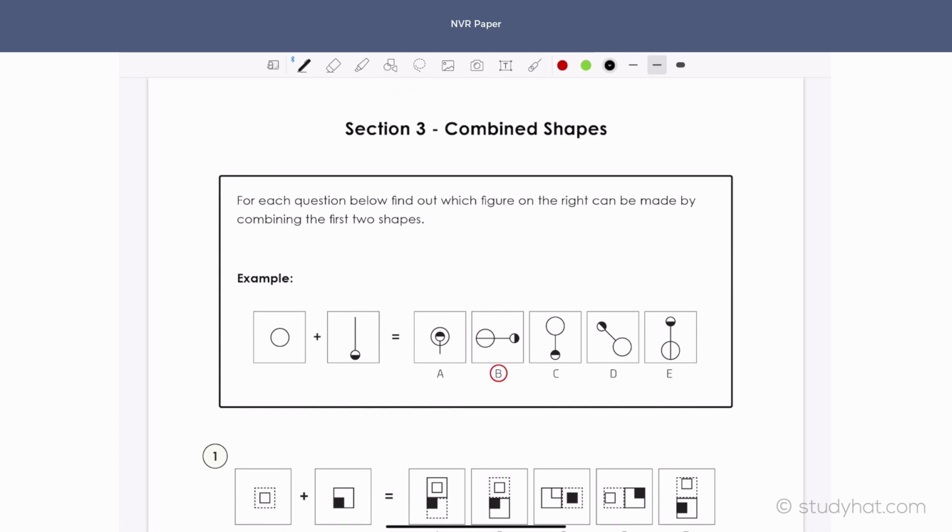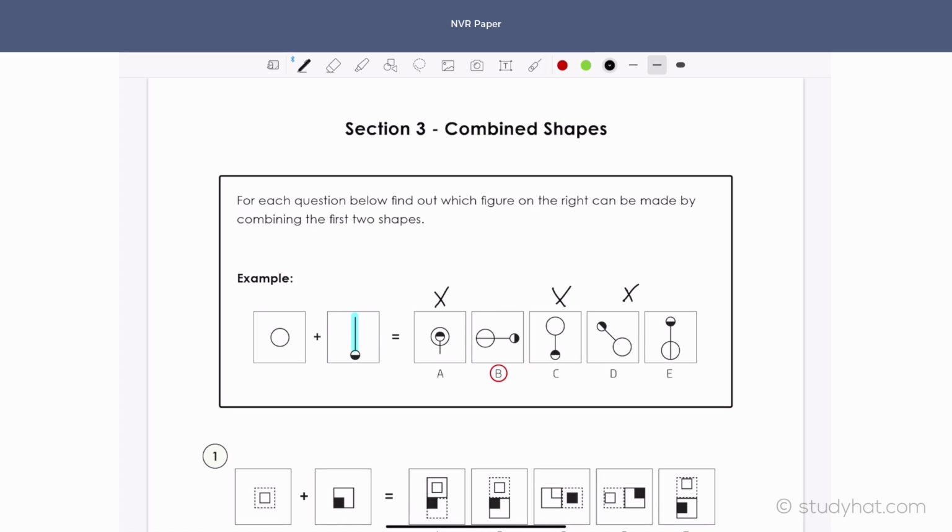Section 3, combined shapes. For each question below, find out which figure on the right can be made by combining the first 2 shapes. So the trick here is to look for things like length. Like for example, here we've got quite a long tail. So it can't be this one with such a short tail, or this one. Really, it could be only one of the other 2. Then have a look at how the circle is.